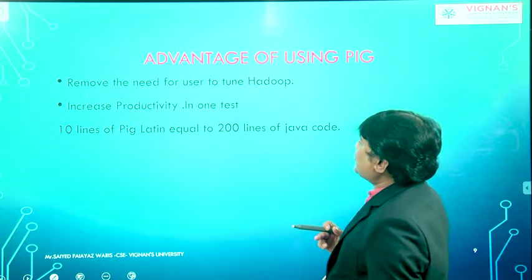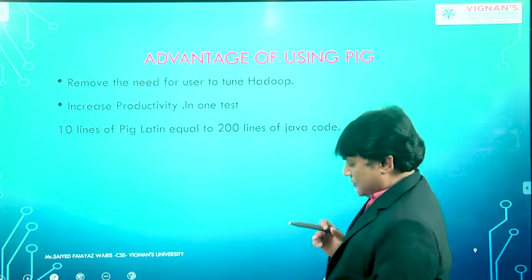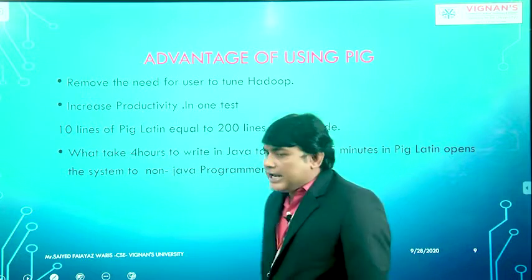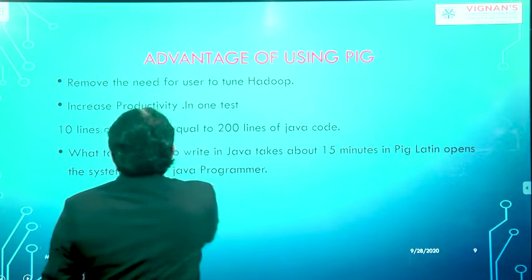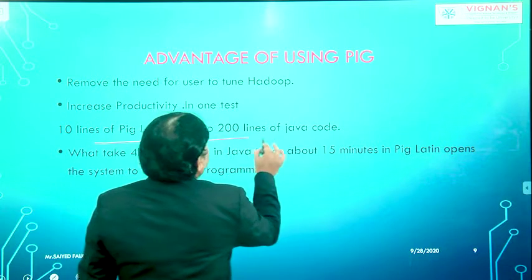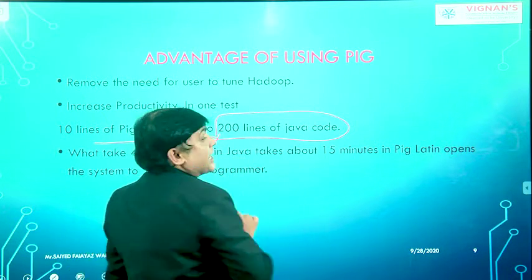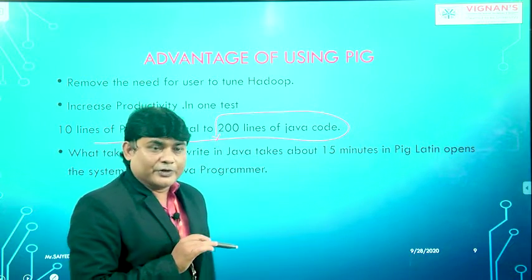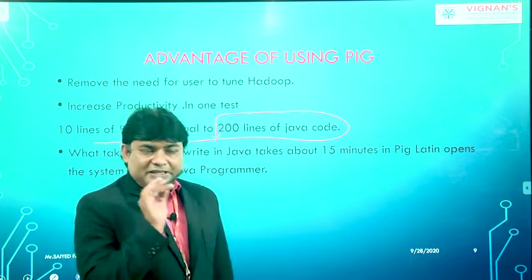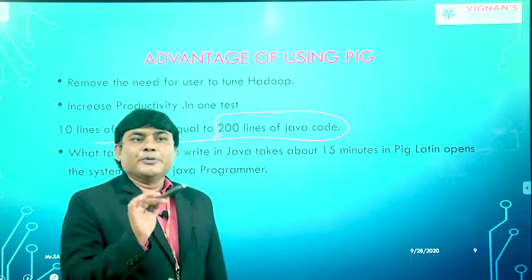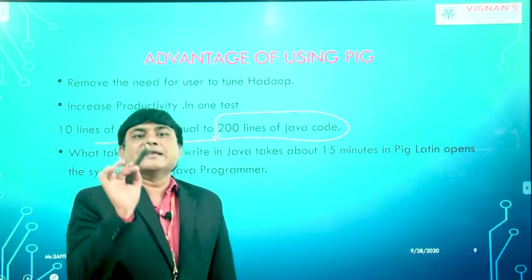Next, it increases productivity in one test. So it's going to increase the productivity. Just now I told you that 10 lines of Pig equal 200 lines of Java code. It means you are saving time, right? If you want to solve a problem, for the same problem, if you write 200 lines of Java code, Pig can do it with only 10 lines of code.